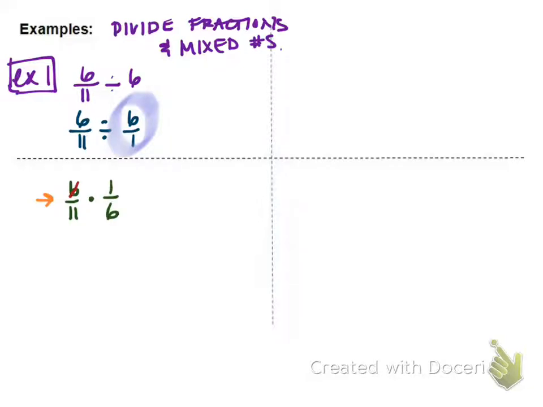Now at this stage, I can take a look and ask, are there any ways in which I can cross cancel? So this is step 3. The 6 is a common factor in the numerator and denominator, so I'm going to cancel those together and multiply straight across, and 1 times 1 gives me 1, and 11 times 1 gives me 11.